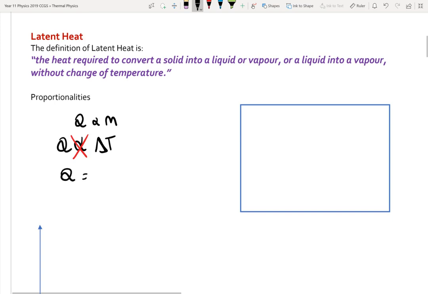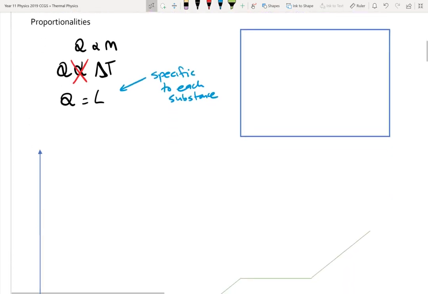It's proportional to this value called L, and that is the latent heat. It's specific or unique to each substance. It's basically down to chemistry, how close the molecules are being attracted to their neighbouring molecules, interatomic forces. The stronger the forces, the closer they might be, the more energy you have to rip them apart.